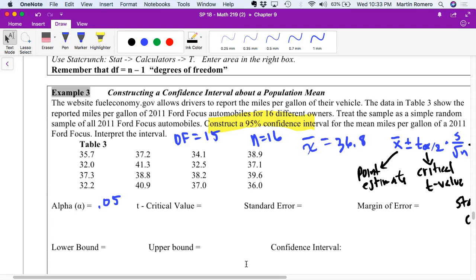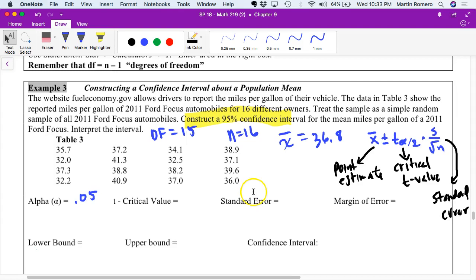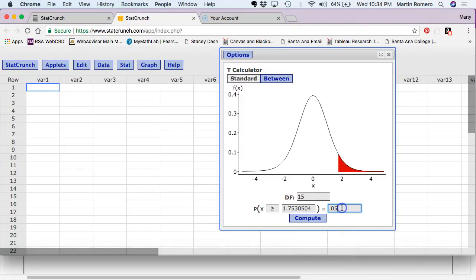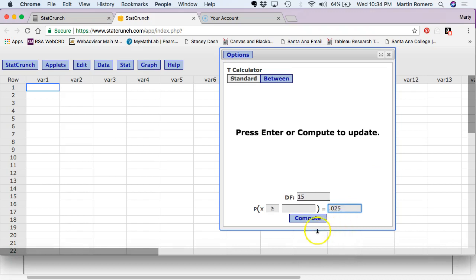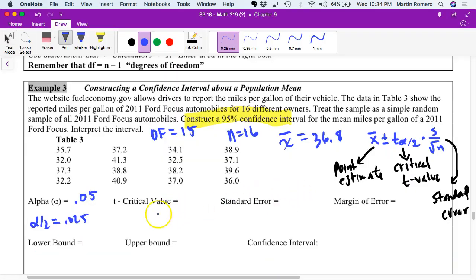Oh, you know what? Let's do that again. It's not 1.753, because the t critical is alpha over 2. Since alpha equals 0.05, alpha divided by 2 is 0.025, and that's the value I need to put here. That's a mistake a lot of students make, and I just made it. It's 2.131 that we could put in there for the critical value. This is the t alpha over 2, and this is the value we would use.